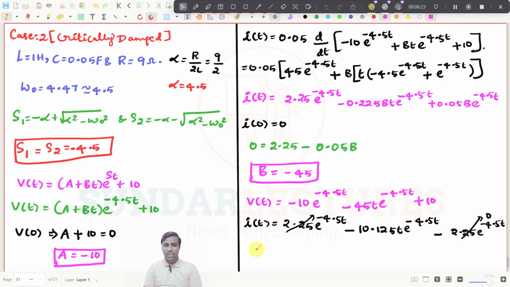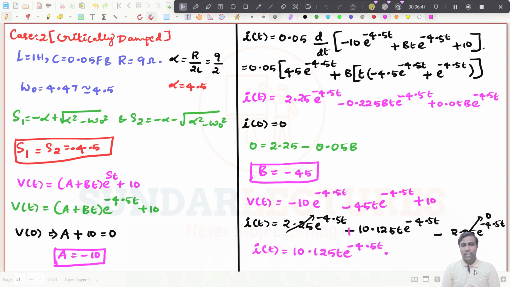Because these two terms have to cancel out, finally, if you are writing the value of I of t, you will get 10.125 t e power minus 4.5t, since minus times minus is plus. Now you see we have got both values, V of t and I of t.